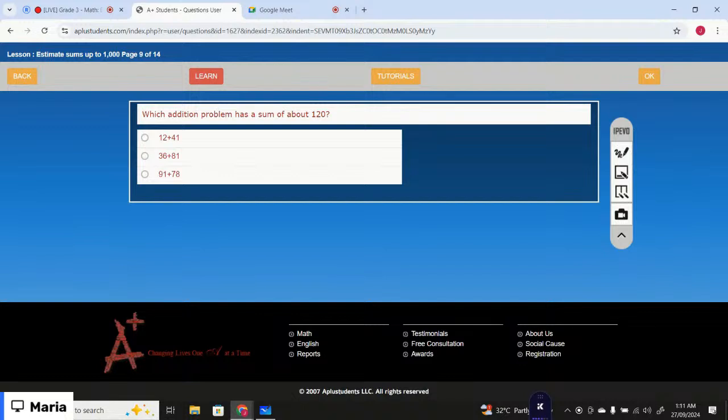Which addition problem has a sum of about 120? Which is the correct option? Option number 2 is the correct option, right? That is 80 plus 40 makes 120.